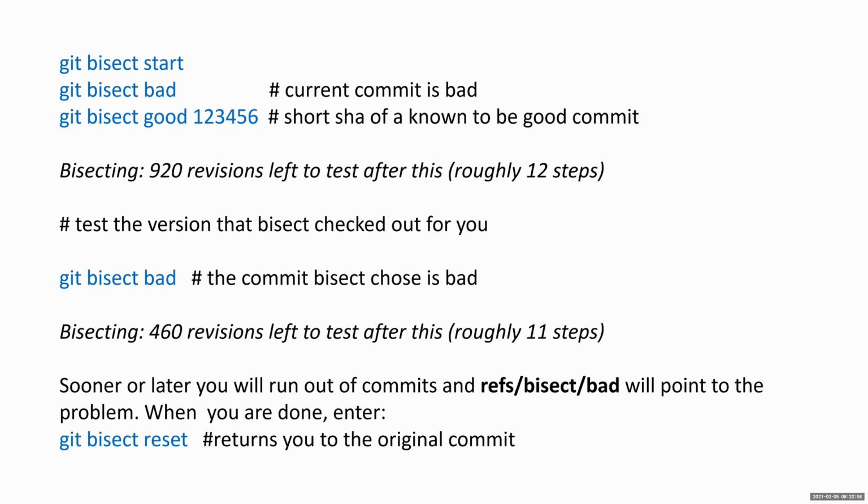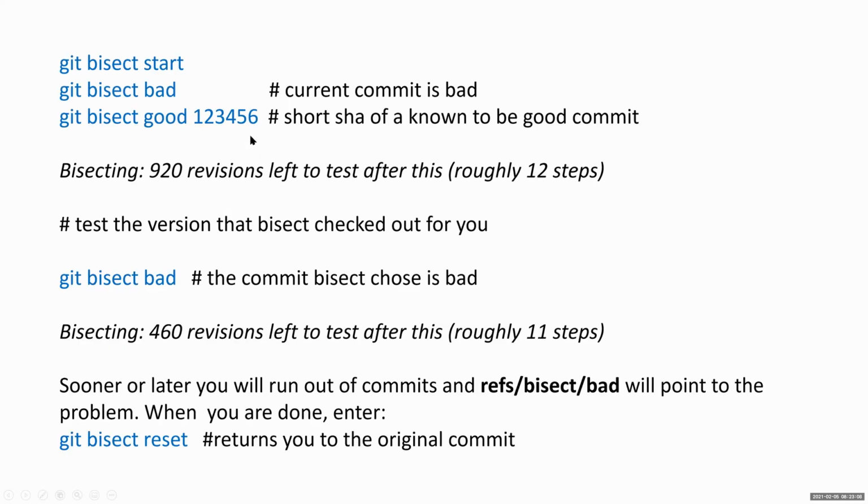If it's bad, you tell git bisect it's bad, and it's going to do another test for you, cutting the remaining revisions in half. Sooner or later, you'll run out of commits, and at that point, bisect bad will point to where the problem is. Once you've found the problem, you enter git bisect reset. I didn't explain that terribly well, but git bisect is worth reading about. It is a very powerful command and does help you find where your bad commit is in a series of commits. Oh, great. We're towards the end anyway.